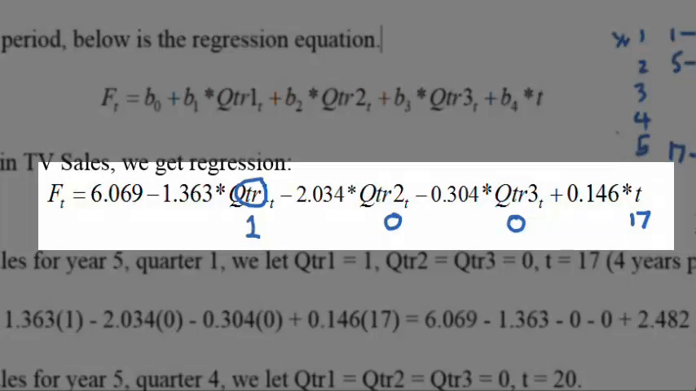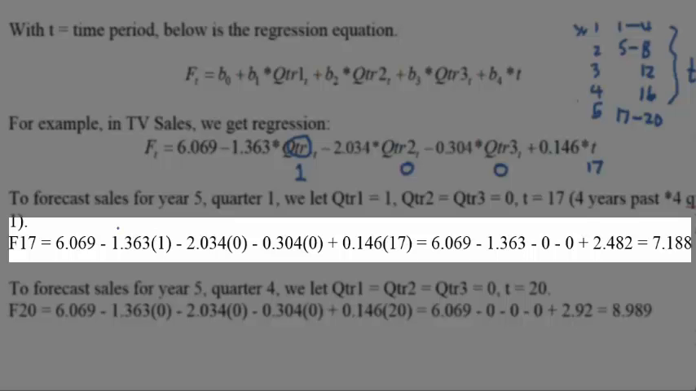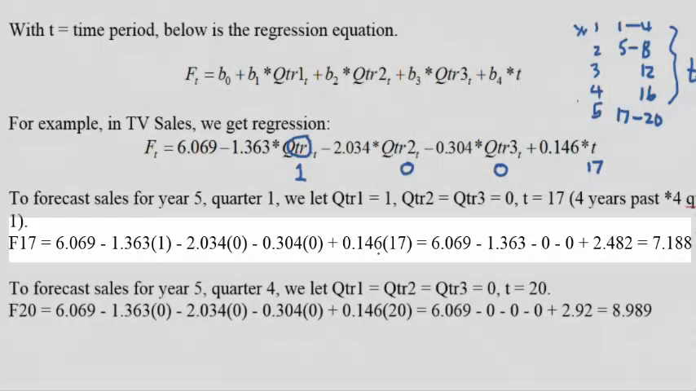Okay, and then if you just work this out, you have 6.069 minus 1.363 times 1. The other 2 terms are equal to 0, because anything multiplied by 0 is 0. And then 17, you plug it in here, times 0.146, as you see here. So 6.069, and then minus 1.363, and then 0, 0, plus this value, which is 2.482. And that gives us 7.188. So that's how we would make the prediction.